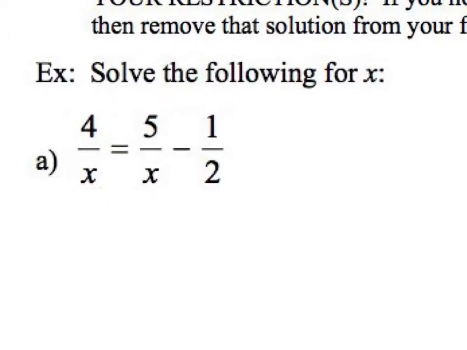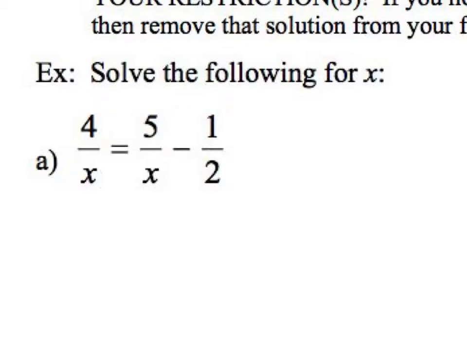Example: solve the following for x. So you've got this equation, and these are just fractions. Rational equations are equations that involve fractions that you have to solve. It's really fun. On here, what I have is 4 over x is equal to 5 over x minus 1/2. And what we're trying to do is find the value of x that makes this true.